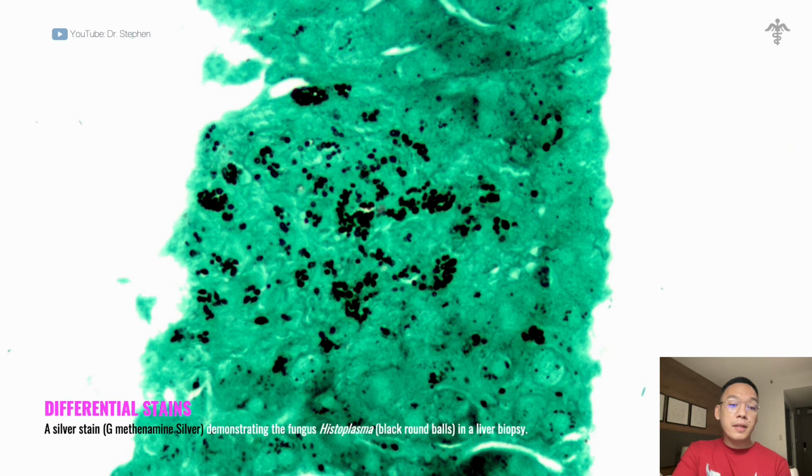This is another differential stain, a silver stain. We also call it the Gomori methenamine silver, demonstrating a fungus. This is Histoplasma, morphologically seen as black round balls in a liver biopsy. This one in general is performed in histology laboratories rather than in microbiology laboratories. It is also used as a primary stain for detection of fungal elements in tissue. In this example it is a liver biopsy.